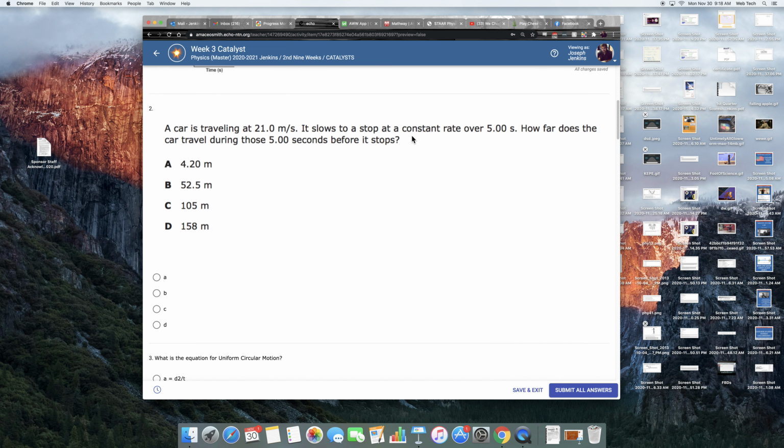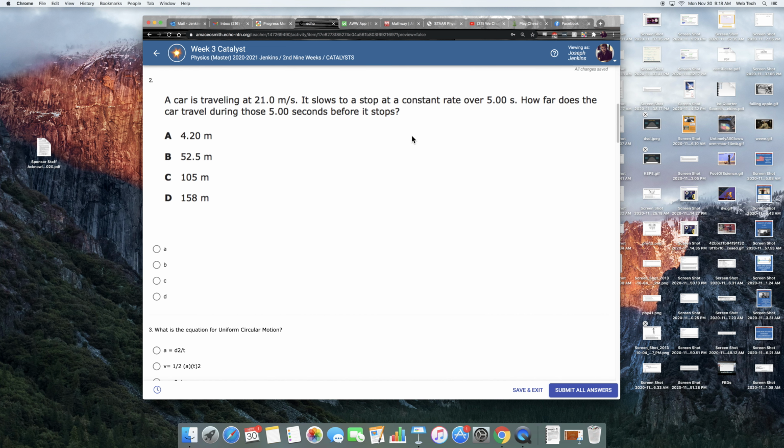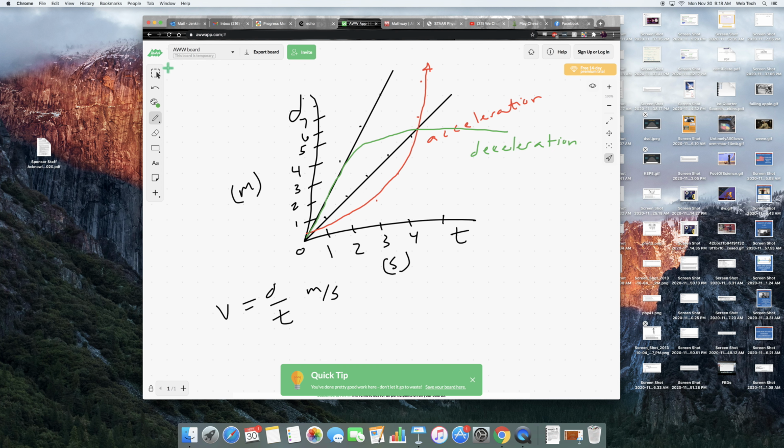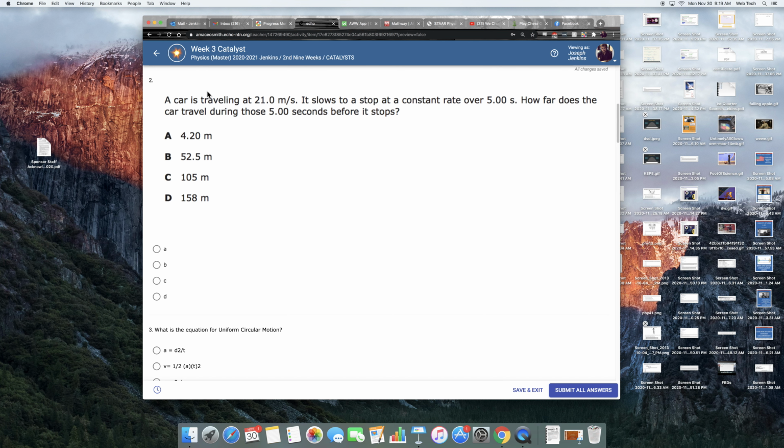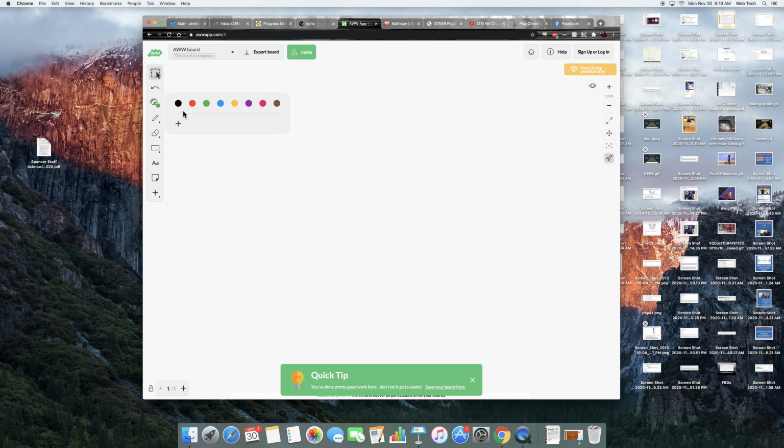All right, number 2. It says a car is traveling at 21 meters a second, and it slows to a stop at a constant rate over 5 seconds. How far does the car travel during these 5 seconds before it stops? Okay, so let's get rid of this. We're on question number 2. It looks like a kinematic equation, right? A car is traveling at 21 meters a second. What does that tell you?